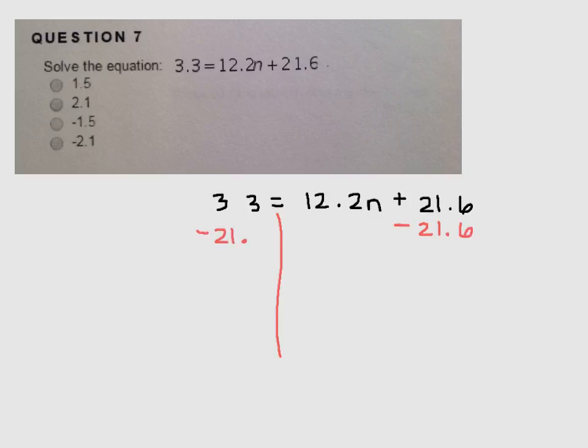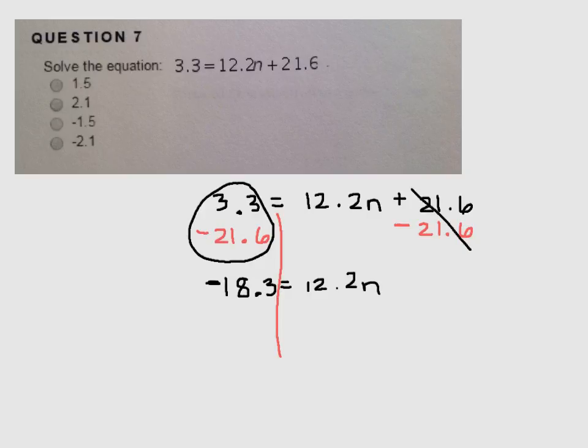You always get rid of that first. And whatever you do to one side, you have to do to the other side. And think money here. You have $3.30, but you owe somebody $21.60. So you need to subtract these. You're still going to owe them. How much will you still owe them? So you will still owe $18.30. Drop your junk. So I'm going to drop the 12.2n, and the 21.6 cancels out.